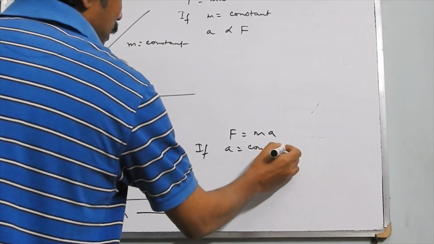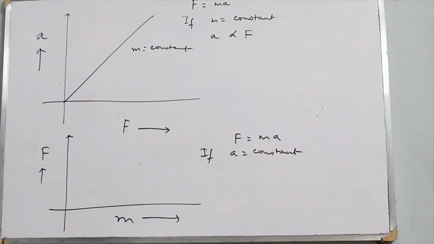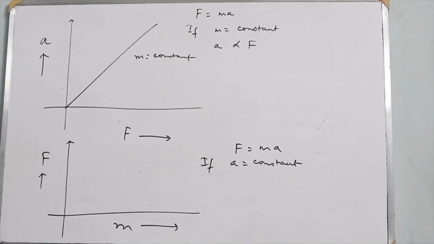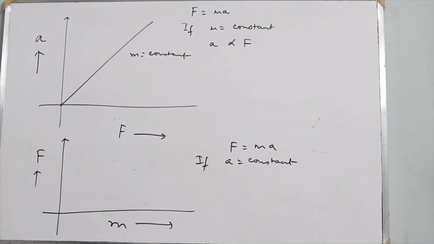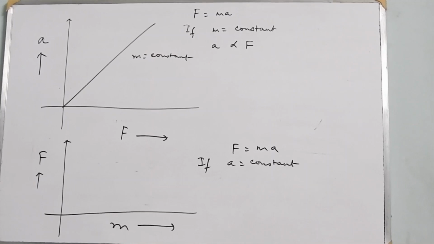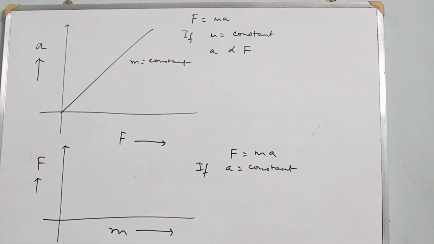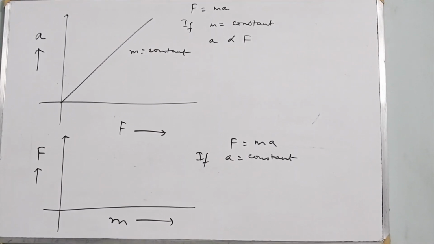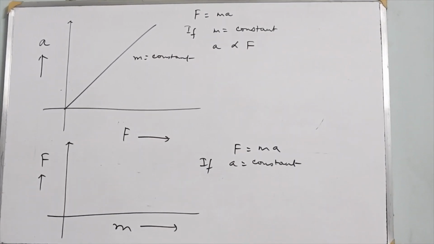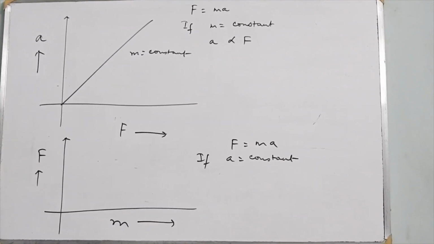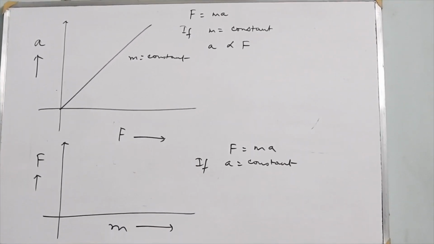That means on different bodies, on different objects of different masses, we are applying different forces that are producing the same acceleration. Suppose you consider a bike and a car. Both are of different mass, but suppose they are all moving with the same acceleration, say 10 meter per second square. So different forces have to be applied.